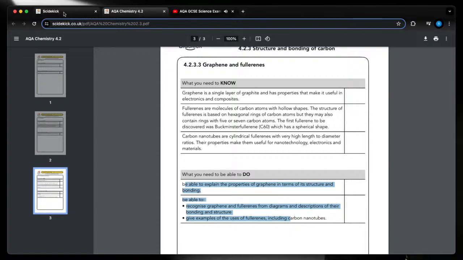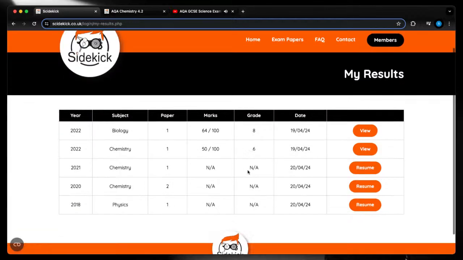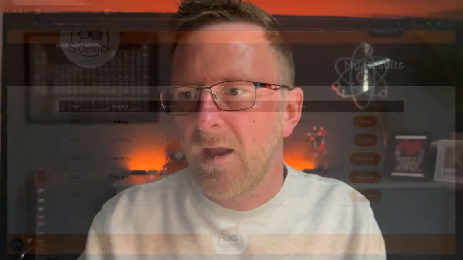And of course, if you go back to your results page, you can see how you're getting on in total. As you work through the papers, you can see what grades you've been getting, and you know whereabouts you're at, and whether you're hitting your target grade. So let's come out of this. That's enough of that.